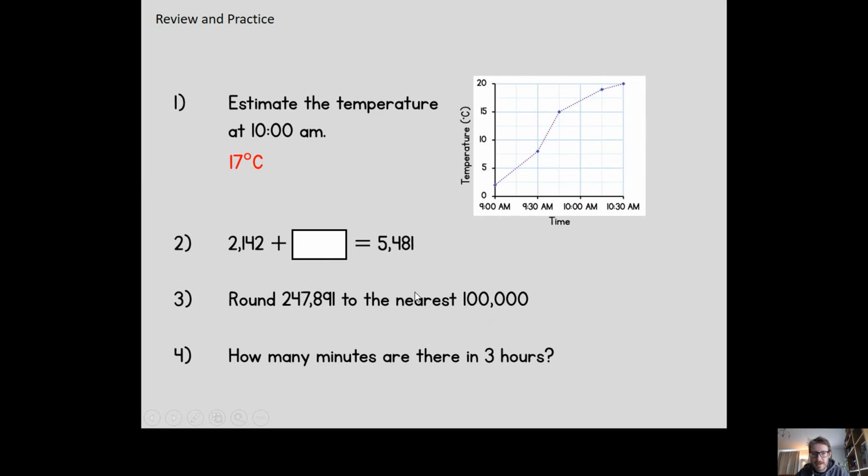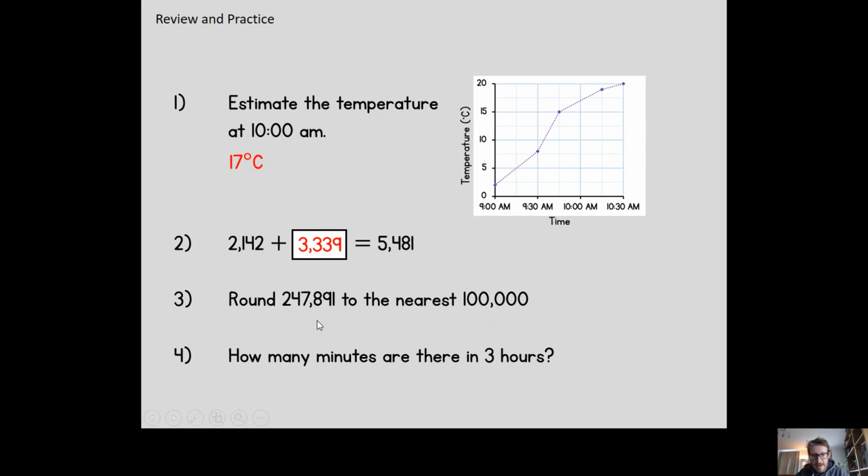2,142 add something is 5,481. So to find this missing number here, you need to use the inverse. So you're going to subtract those two numbers to get 3,339.